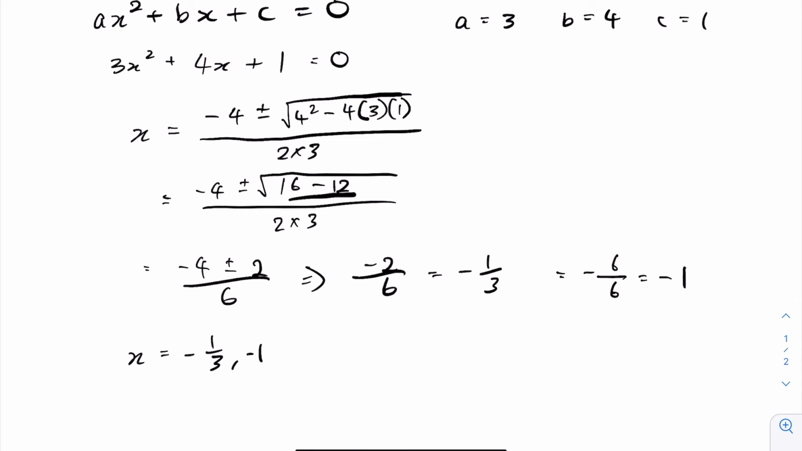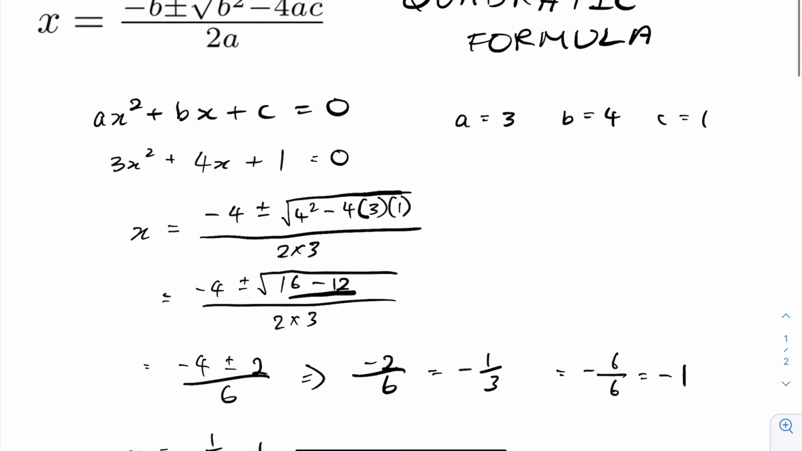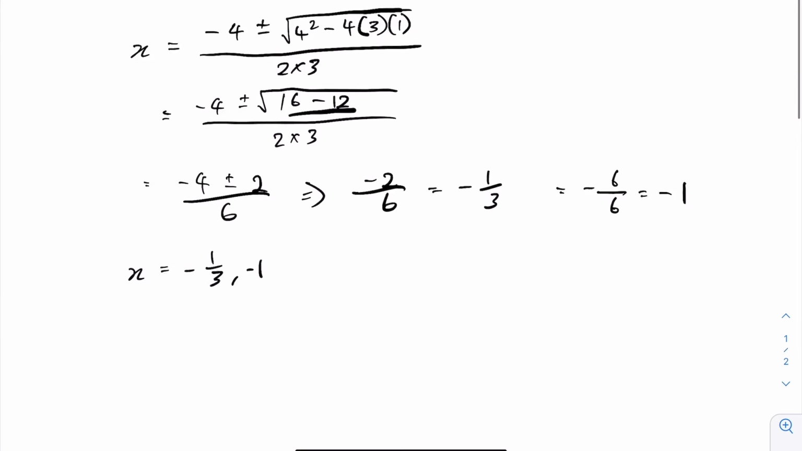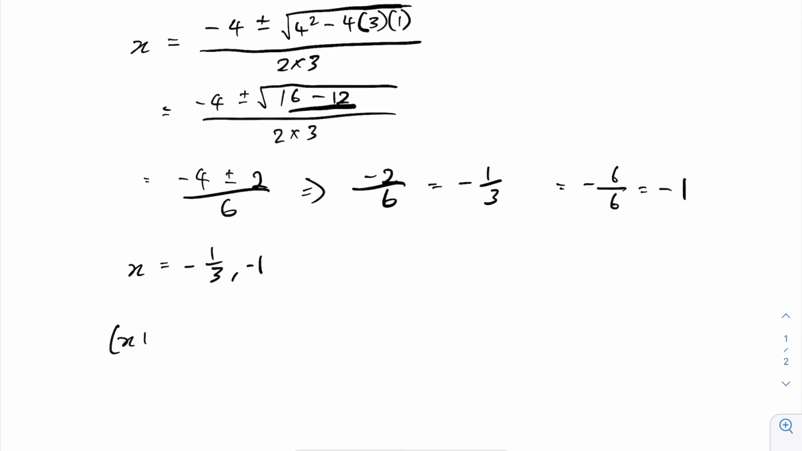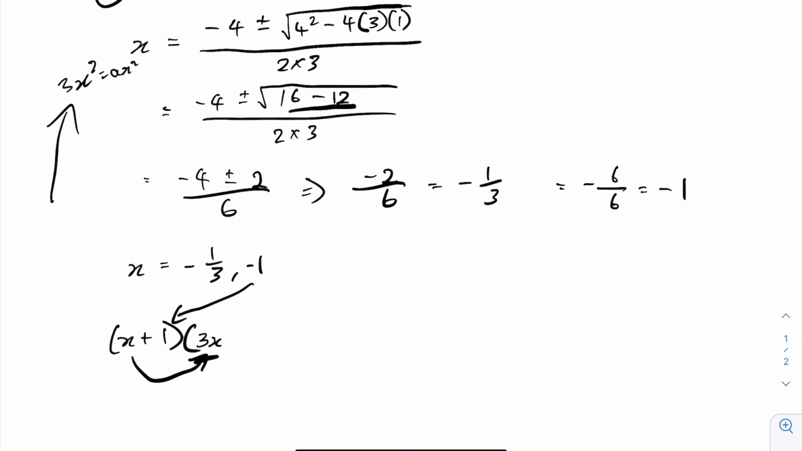Let's say, though, we wanted to put this into factored form. Well, the way we do this is, first, the first one would obviously be x plus 1, because putting negative 1 in here would make that 0. But the other one would be a little bit less obvious, because there is a 3x squared over here. So that means it would be 3x, because 3x squared equals ax squared. And so 3x would have to go here, because then you multiply this to get the coefficient of x squared, and so on.